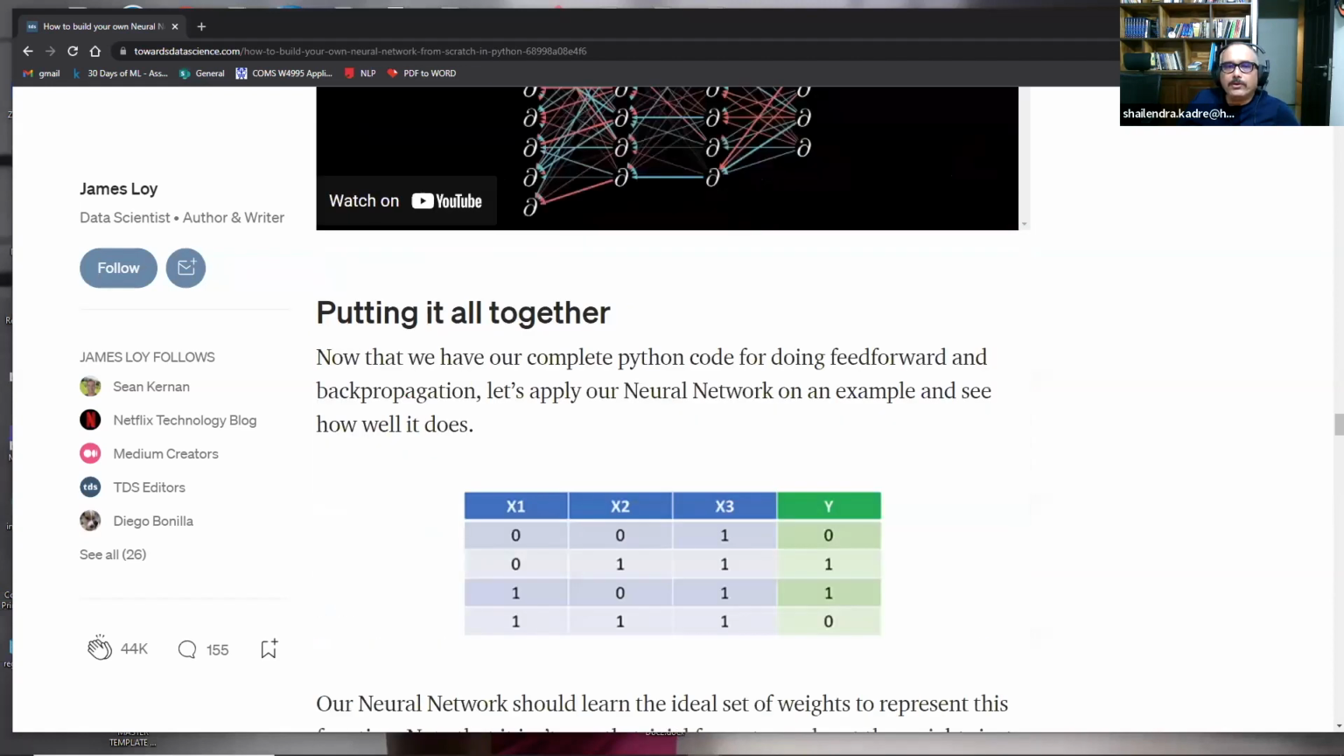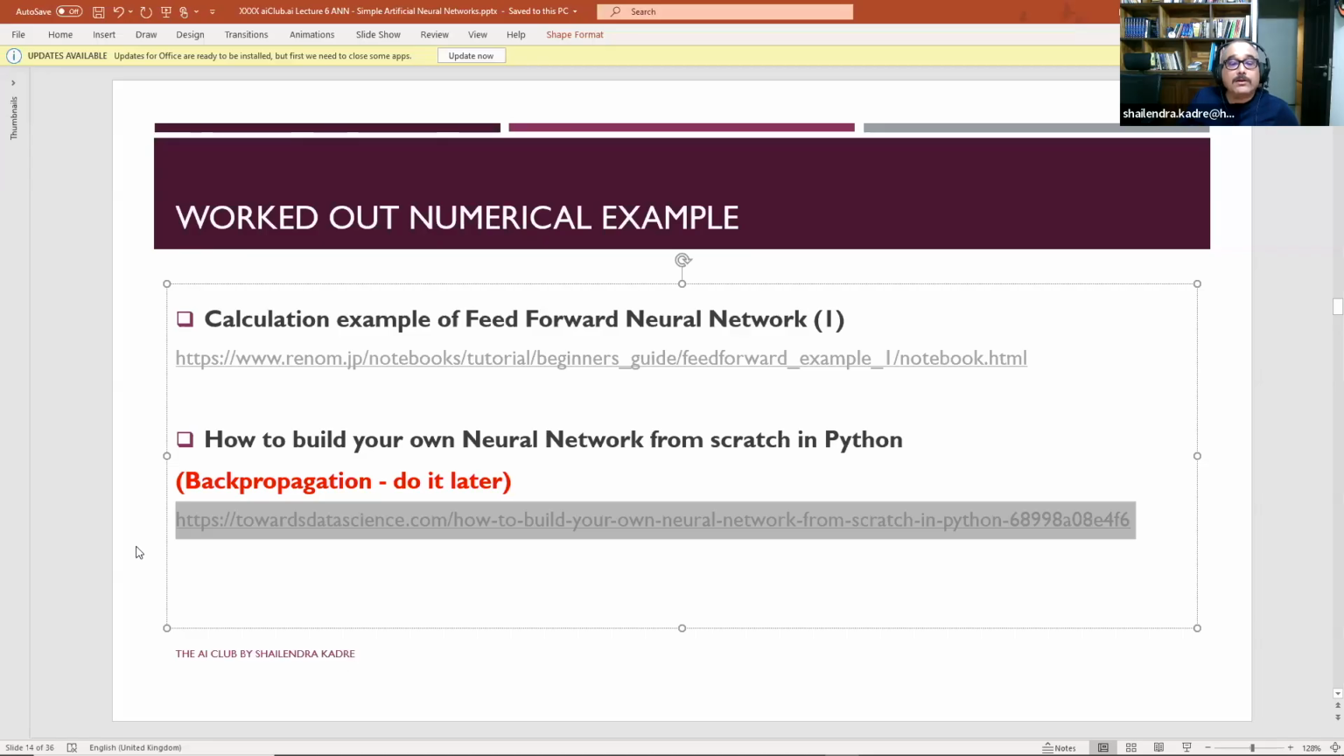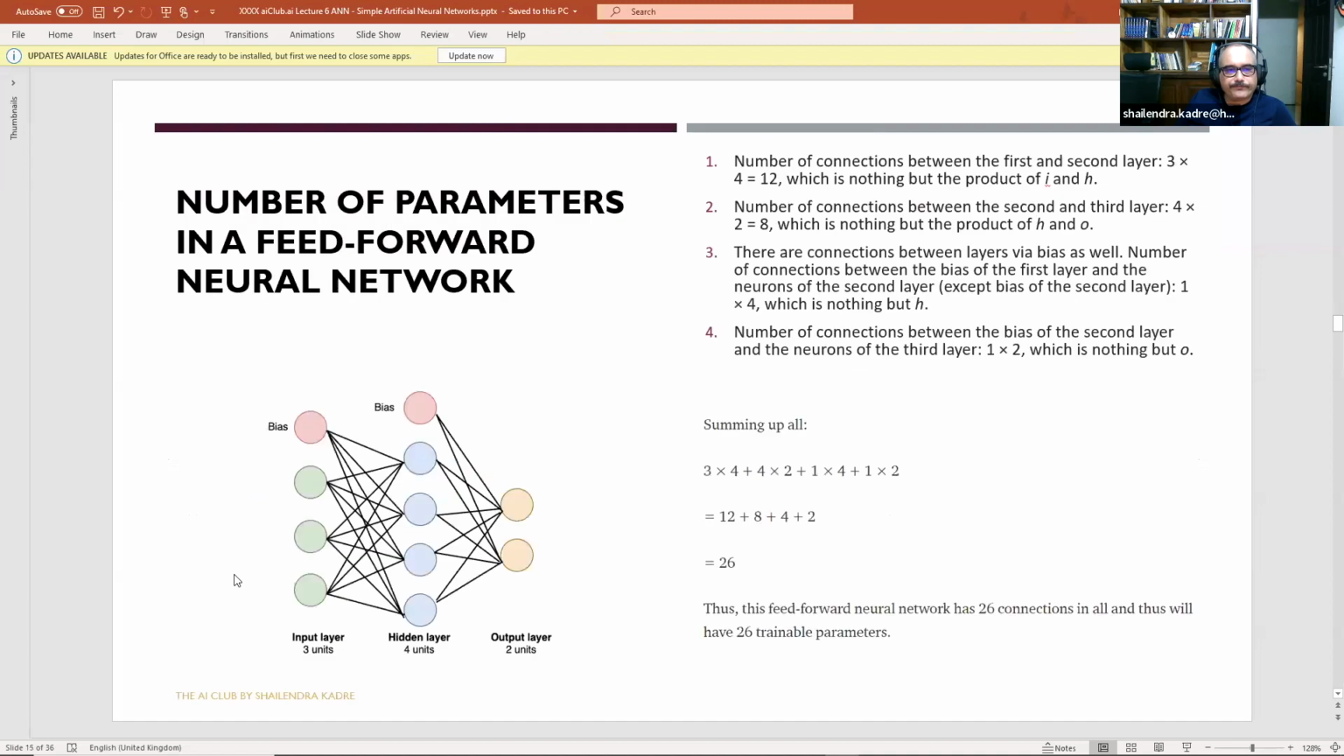So I'm not going into detail because I don't think it is required in this class. I'm not going into detail, but you can go through this example if you want. Okay, so now we come to the next simple thing. Now I will tell you how to calculate the trainable parameters of a neural network.